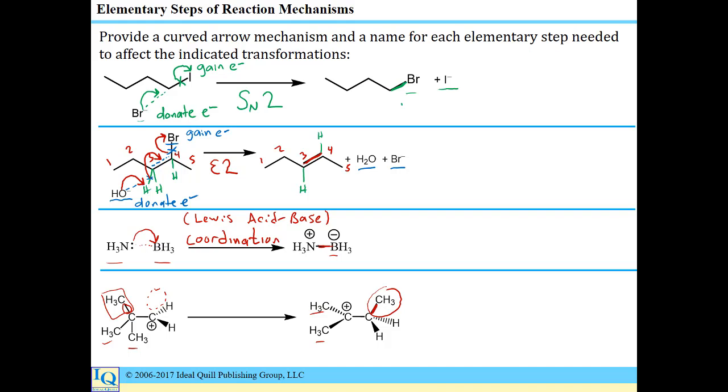And you simply say, I need to take these 2 electrons out of this bond so that bond's not there anymore, and use them to make a bond to that carbon instead. Just use the arrow to point to that. And that's a carbocation rearrangement.